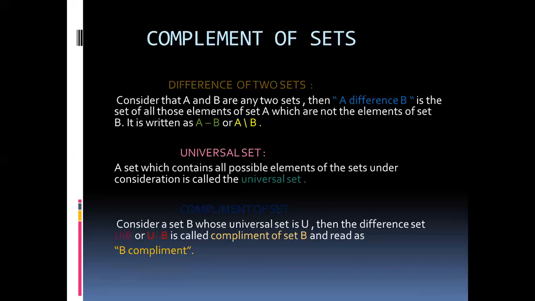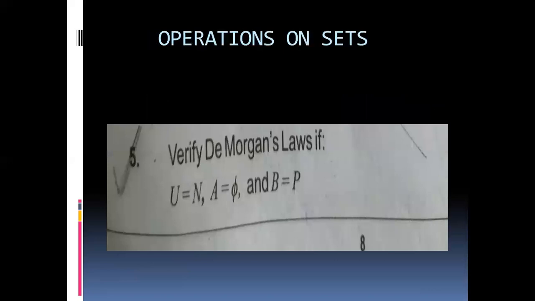Now come to the question. Question number 5. Verify De Morgan's law if U is equal to N, A is equal to null, and B is equal to P. N and P do not mean that they are alphabet. N means set of natural numbers and P set of prime numbers. Okay. Yes, come to the solution.